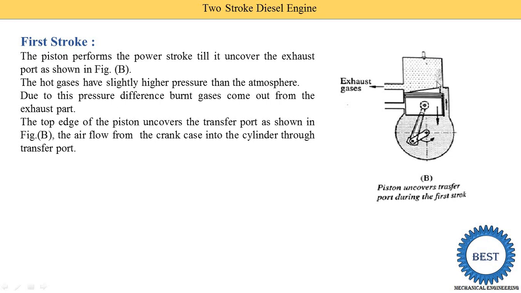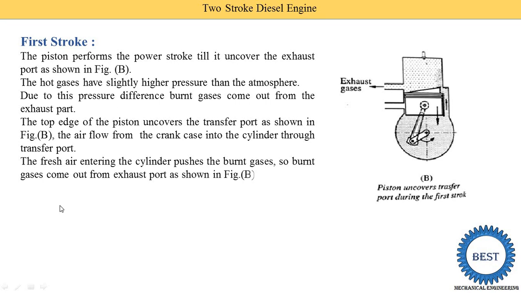And when this transfer port is open, the air present inside the crankcase starts to transfer into the cylinder. Here you see a small dot. This is the fresh air and this is the exhaust gas. The fresh air entering the cylinder pushes the burnt gases, so the burnt gases come out from the exhaust port as shown in this figure.